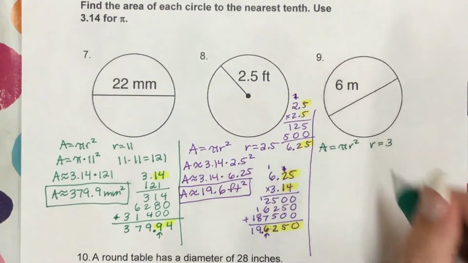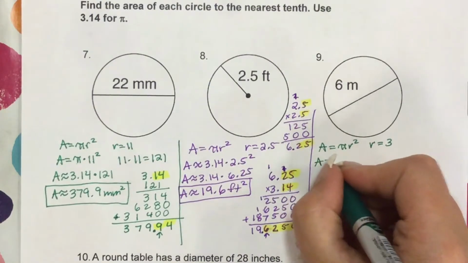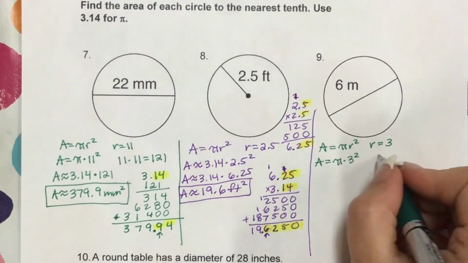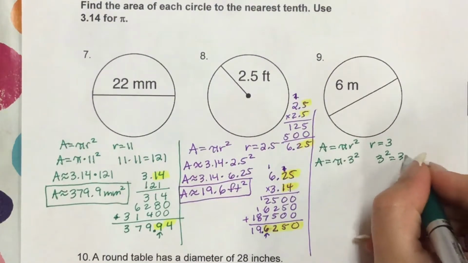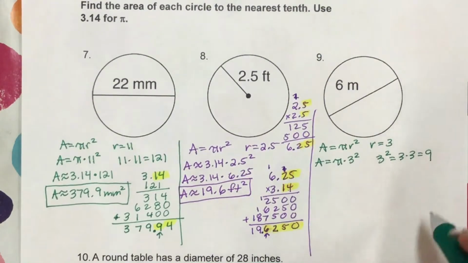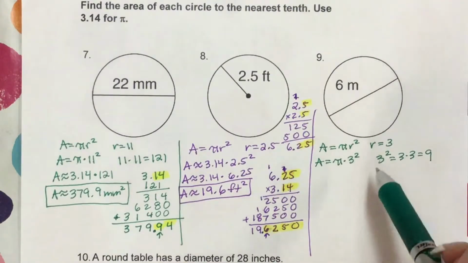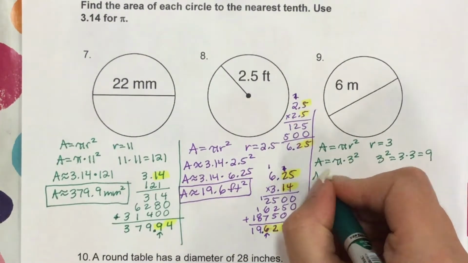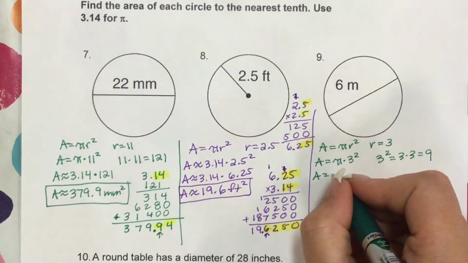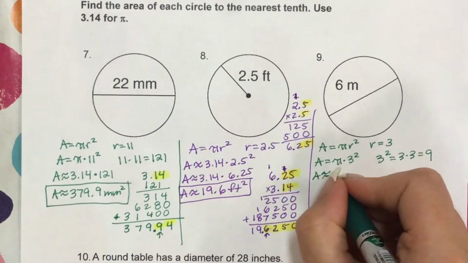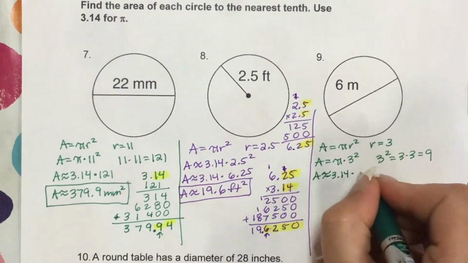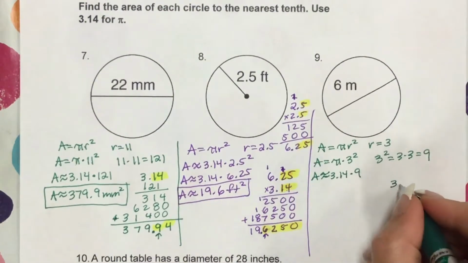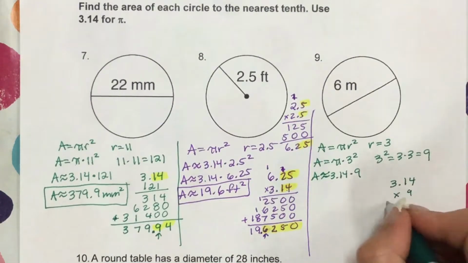We're going to go ahead and substitute in these values. So we have our area equals pi times 3 squared. Now remember, 3 squared is the same thing as 3 times 3, which is equal to 9. And the order of operations states that we have to do the exponents before we do the multiplication. So we have the area is equal to, well, I should have put approximately, 3.14 times 9. Okay, now let's just go ahead and do that multiplication. 3.14 times 9. Here we go.